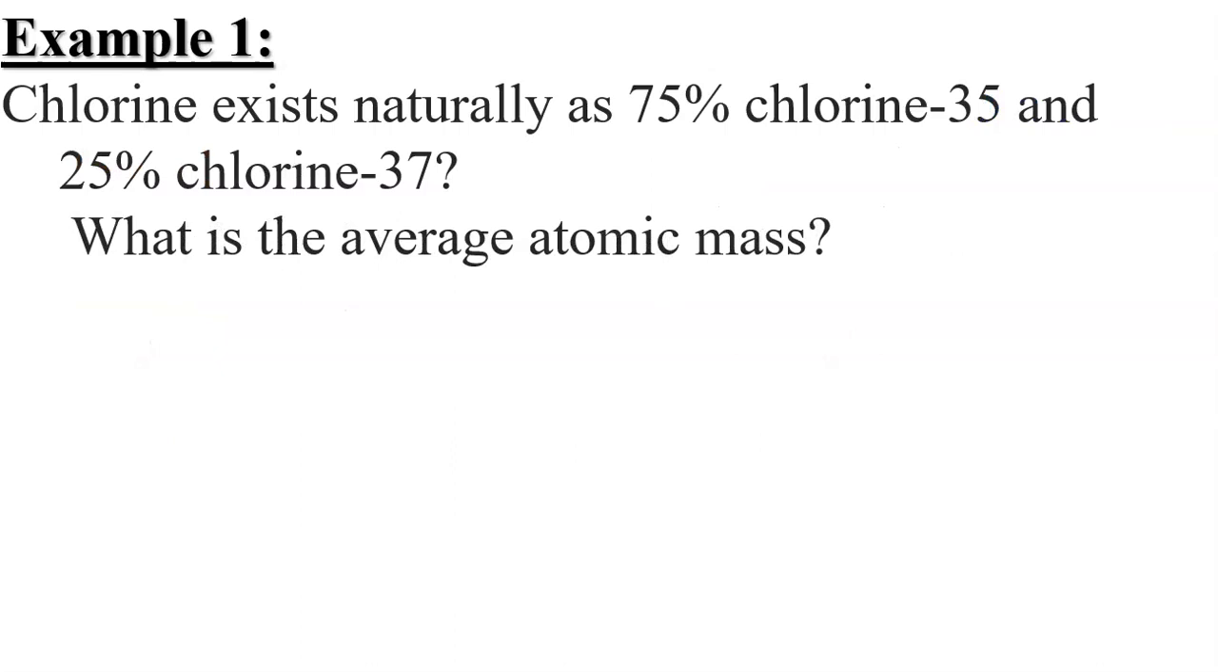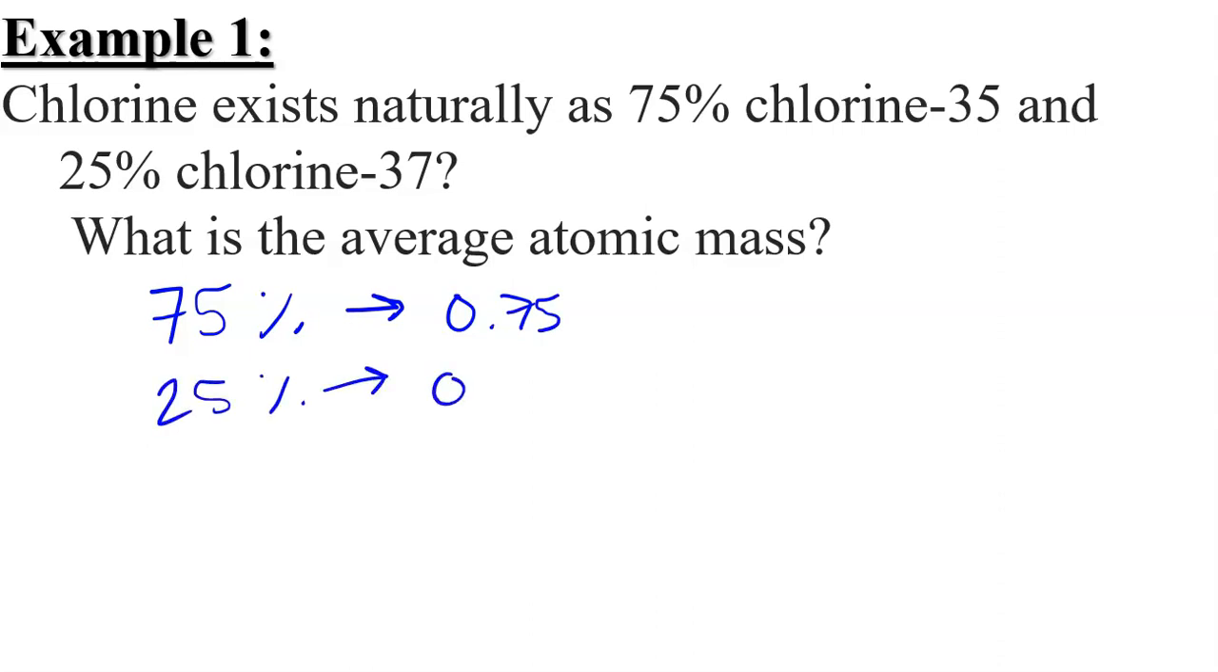We have chlorine, which exists naturally as 75% chlorine 35 and 25% chlorine 37. What is the average atomic mass? Let's start out by taking 75% and converting that to 0.75. Same thing with 25%. That's 0.25.